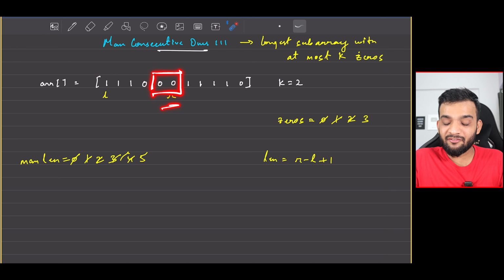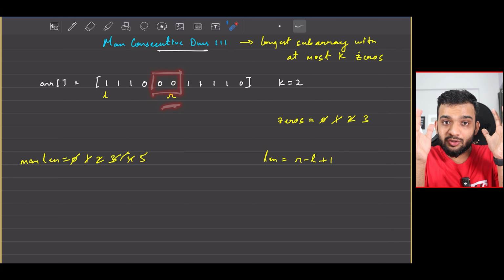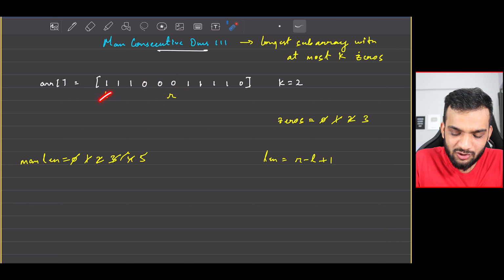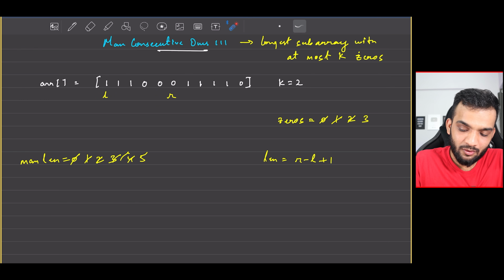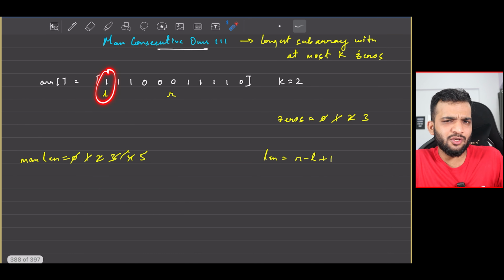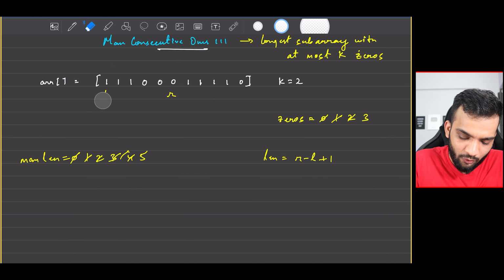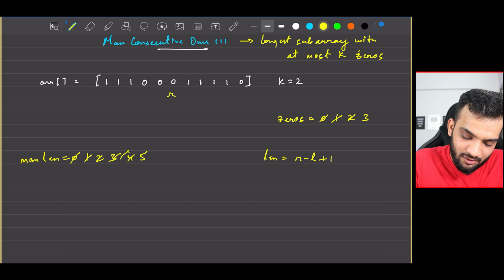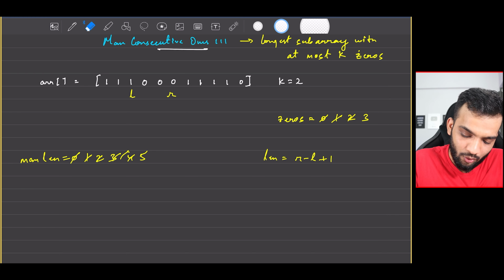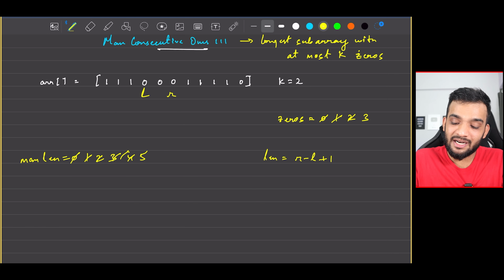Now you cannot. On your naked eye, what is the window that you can consider? This one, correct? Never move the R point as of now. Try to shrink it. So thereby, the L has to somehow move here. That's what you'll do. You'll be like, okay, where is L? L is here. Is that a zero? No, that's not a zero. Move L to the next. Is that a zero? No. Move L. Is that a zero? No. Move L.